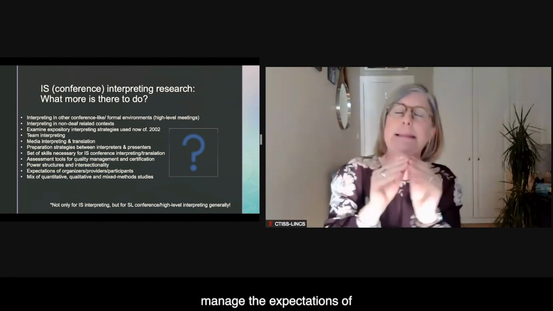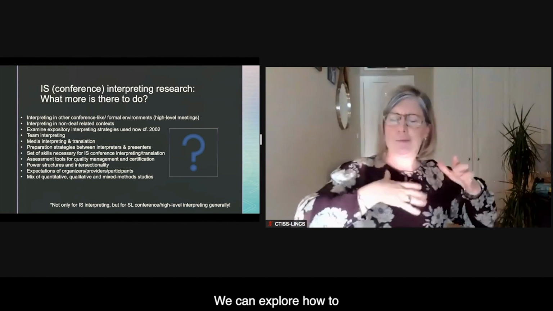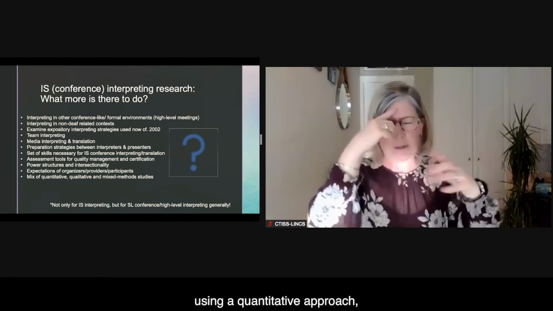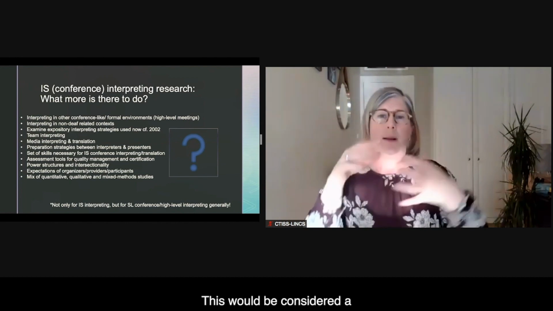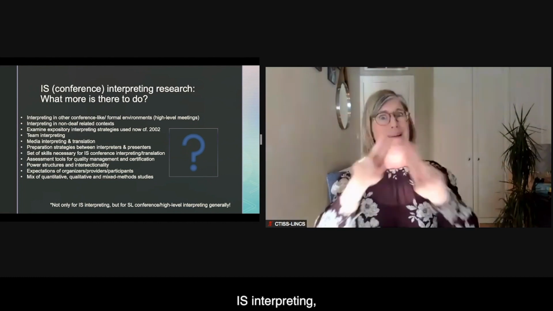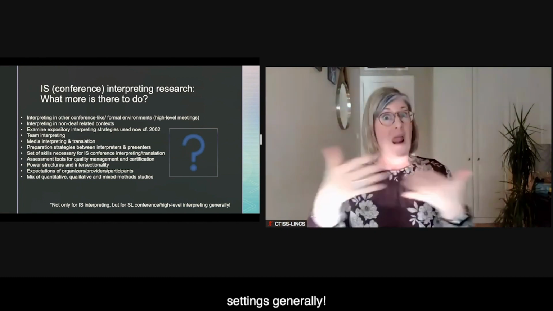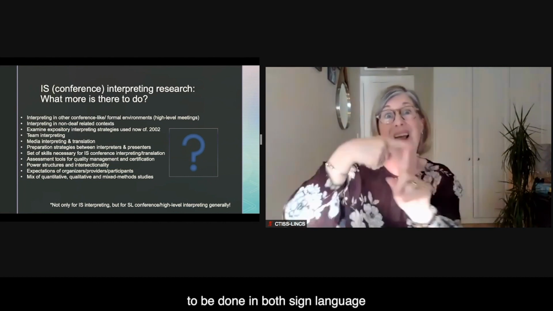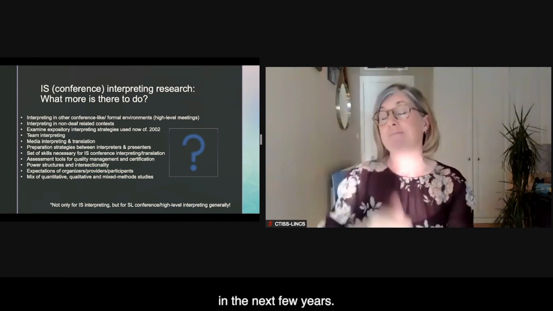With research, we can better manage the expectations of organizers who request the services of IS interpreters. We can explore how to bridge that gap. It is possible to conduct research using a quantitative approach with a qualitative approach. This would be considered a mixed method study. Not only is there a need to study IS interpreting, but a need to study sign language interpreting at conference or high-level settings generally. As we've seen, there is little work so far. There is much more research yet to be done in both sign language and IS conference interpreting. I hope to see the field grow in the next few years.